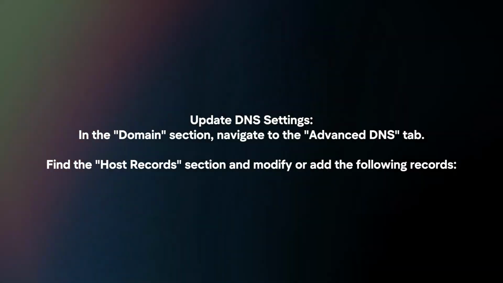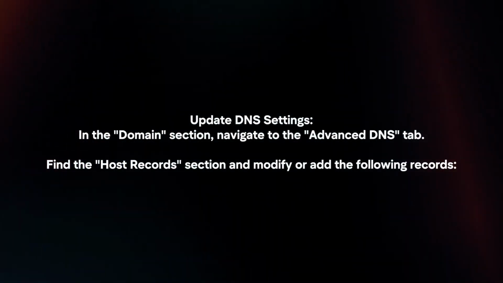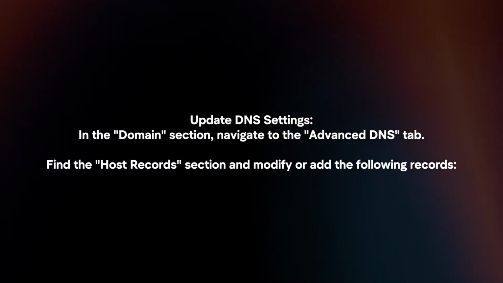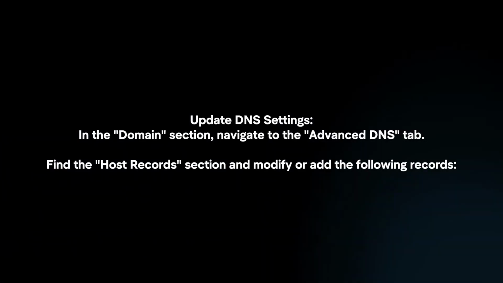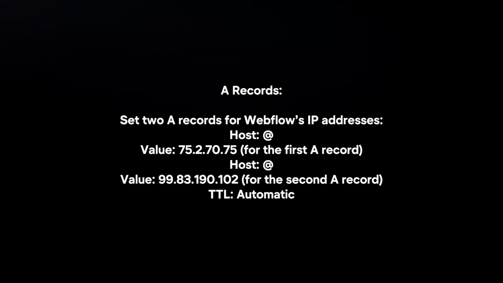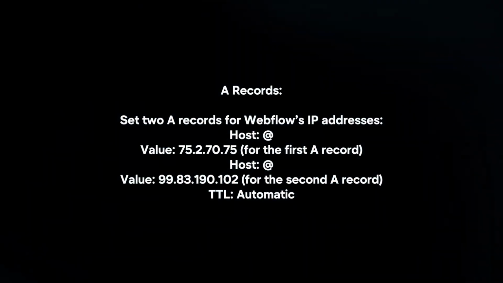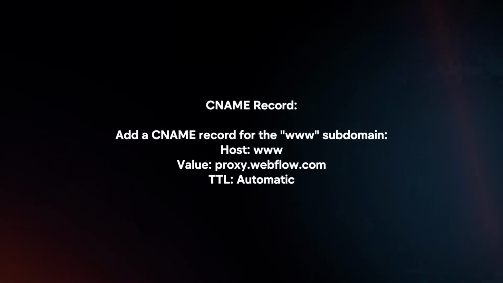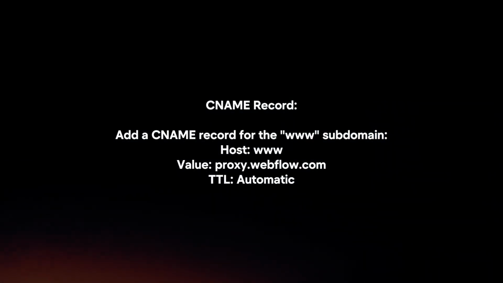Update DNS settings. In the Domain section, navigate to the Advanced DNS tab. Find the Host Records section and modify or add the following records. A records. Set 2 A records for Webflow's IP addresses. CNAME record. Add the CNAME record for the www subdomain.